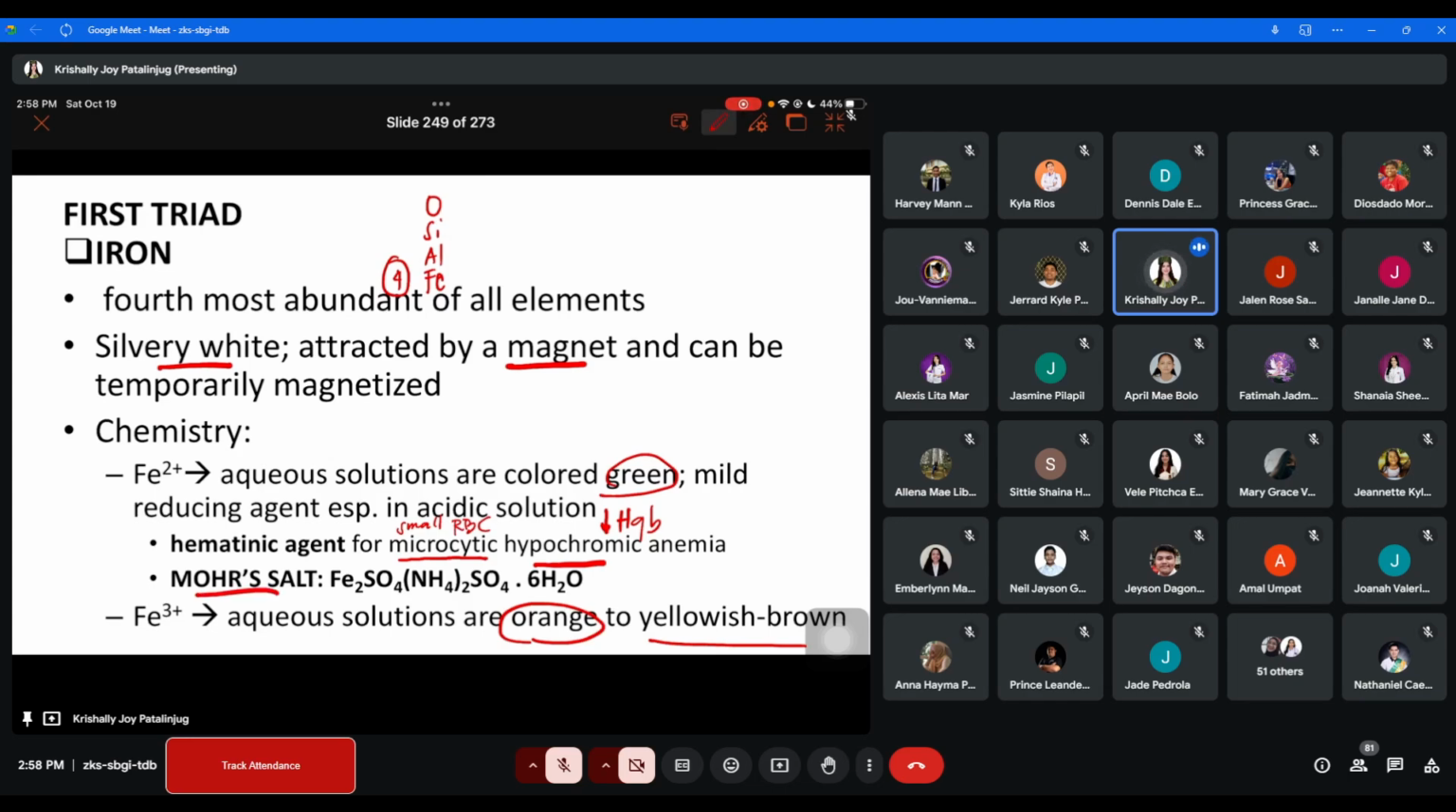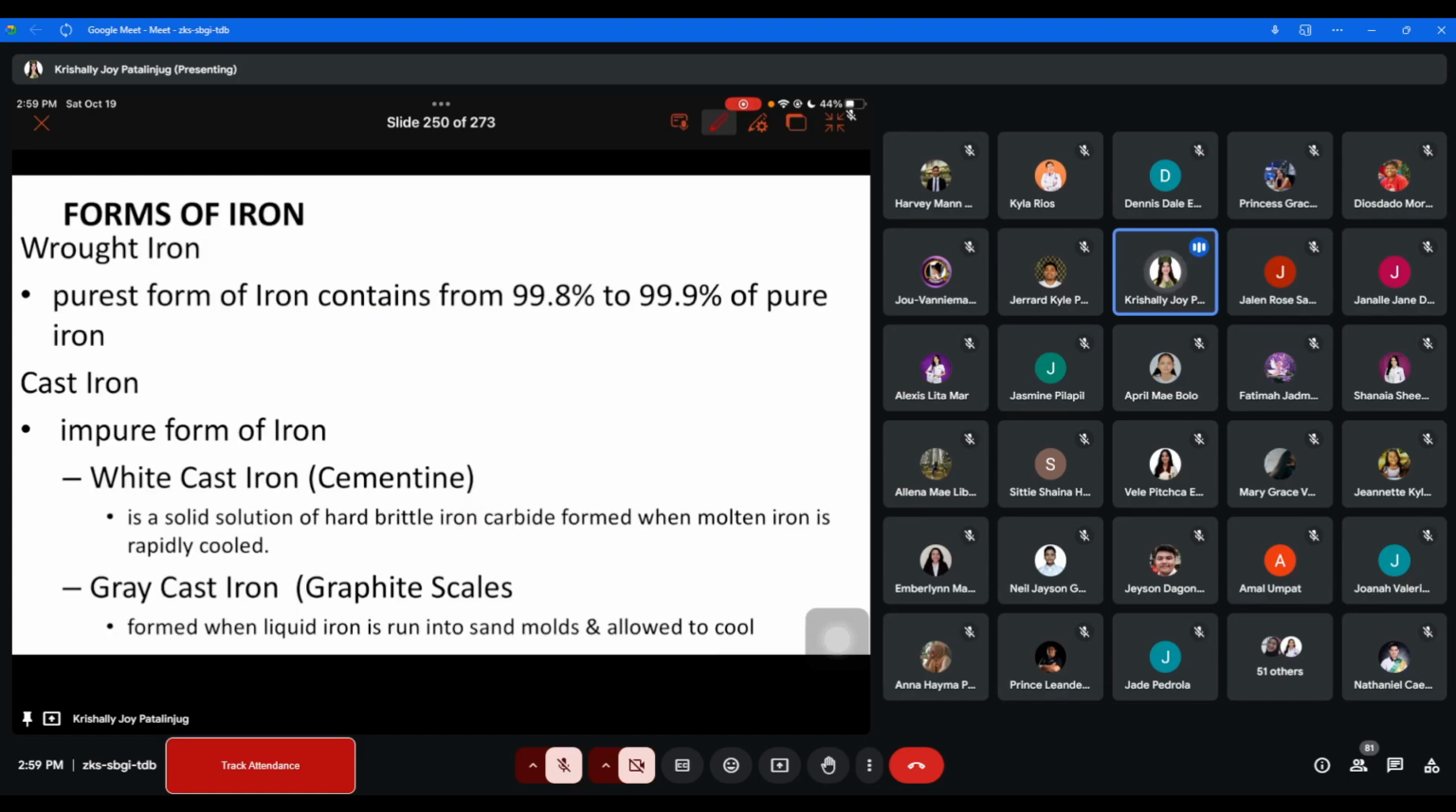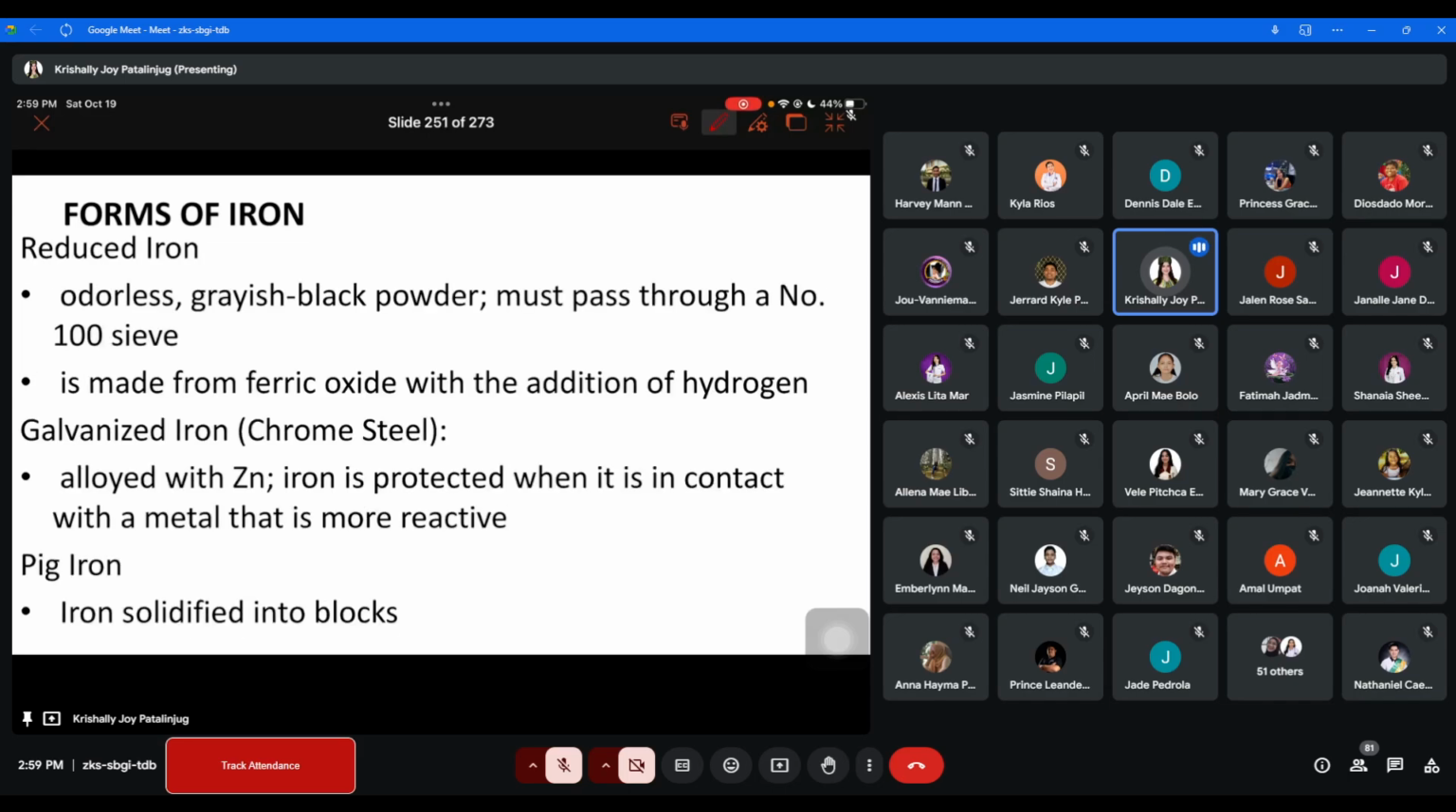Okay, Mohr's salt naman, it's a double salt. The same with alum, yung sa tawas, it's a double salt at the same time, diba? So, Mohr's salt is also a kind of double salt. It contains double salt of iron sulfate and ammonium sulfate. Ayan. Kaya may ferrous sulfate, ammonium sulfate na nakalagay dyan. Ito, yung mga forms ng iron, marami din yung forms ng iron.